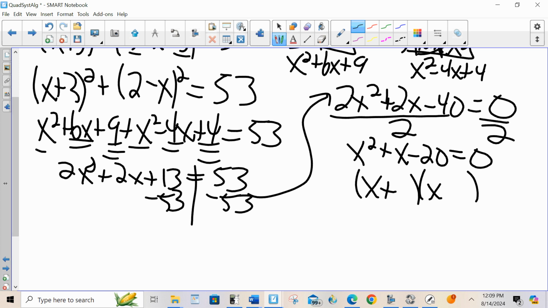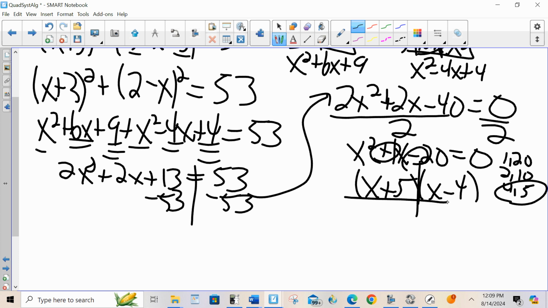First sign comes down. Positive and a negative is a negative. Multiplies to 20. Subtracts to 1. 5 and 4. Bigger number goes first. Set each factor equal to 0.